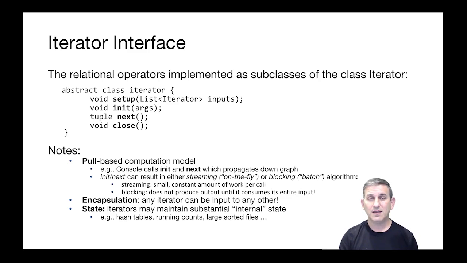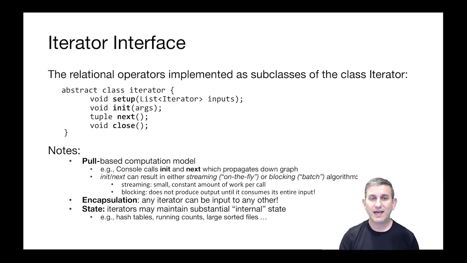By contrast, a blocking operator does not return from next. It does not produce any output until it consumes its entire input. So I might say next for the first time on the root of the tree, and it will in turn say next to its child over and over until it gets all the data from its child, all the rows from its child, does something to them, and then returns to me a first row of output. So that would be a blocking operator. And we'll look at examples of both streaming and blocking operators in this lecture.